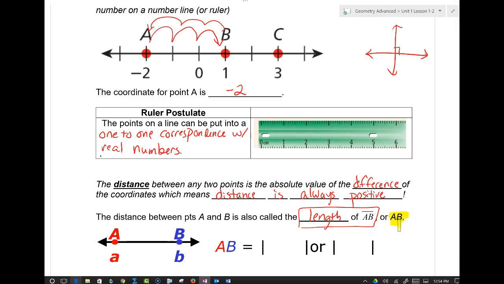And guess what you don't include? You don't include the bar over the top. You put the two endpoints right next to each other. The moment you don't include a bar, you're talking about it, and this little highlighted segment literally reads the length of segment AB. It takes away all that other writing that you see in that red box.